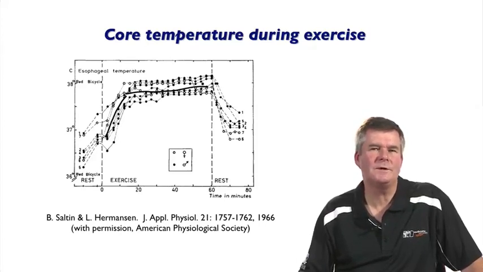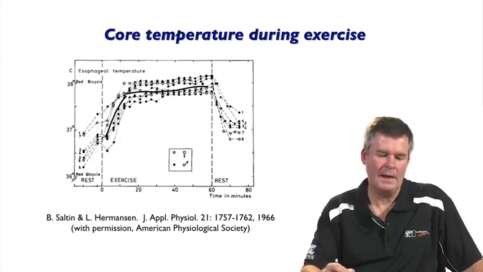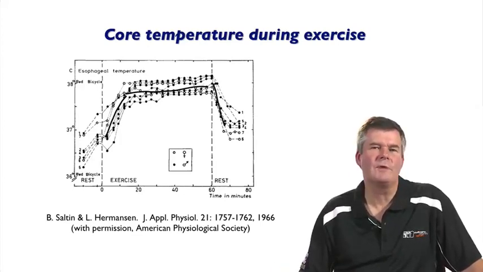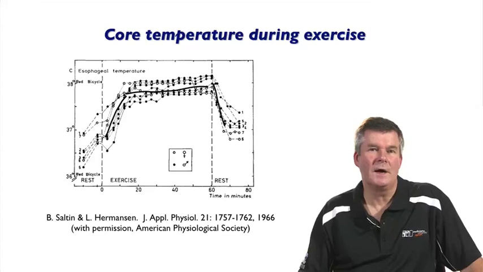As exercise continues and metabolic heat production is maintained or increased, and the ability to dissipate that heat, the core temperature may drift upwards slightly. And after exercise, when exercise finishes, you can see this rapid drop in body temperature. So the most important determinant of the core temperature during exercise is the rate of metabolic heat production, i.e. how hard the exercise is, or the exercise intensity.